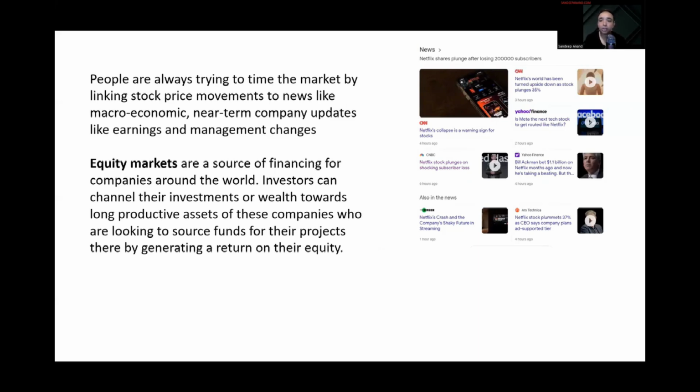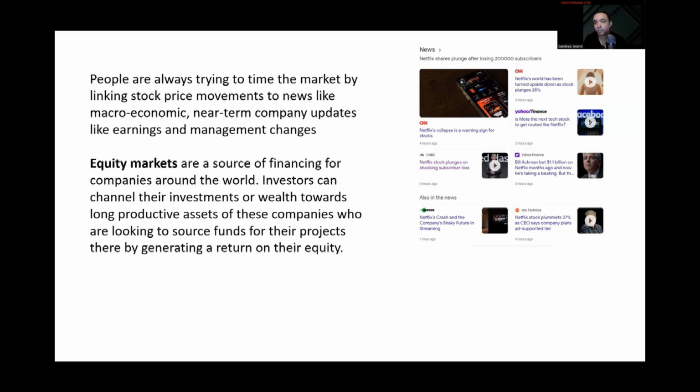Look at Netflix. It lost 200,000 subscribers, and that's it. It's compared against a high base. People often forget that. And look at the news that comes in. I just pulled in a snapshot of that news. CNN: Netflix collapse is a warning sign for stocks. This is a framing bias I spoke about in the first behavioral bias. Netflix stock plunges on shocking subscriber loss. The usage of words is pretty interesting. Netflix crash and the company's shaky future in streaming. Netflix world has been turned upside down as stock plunges 35%.